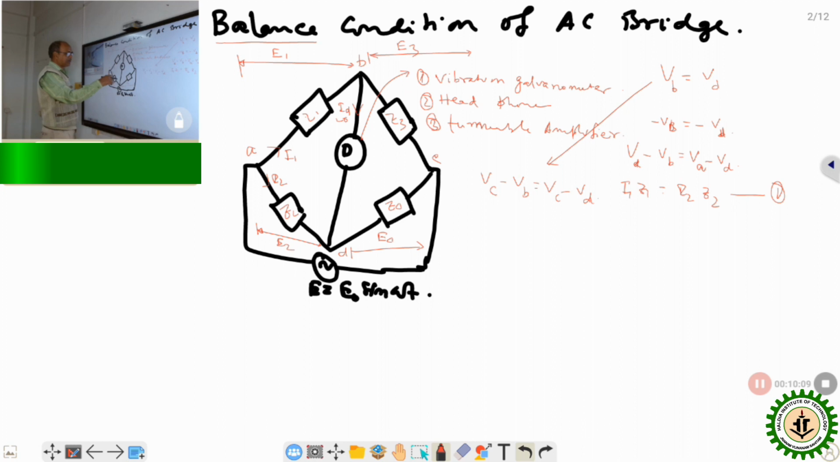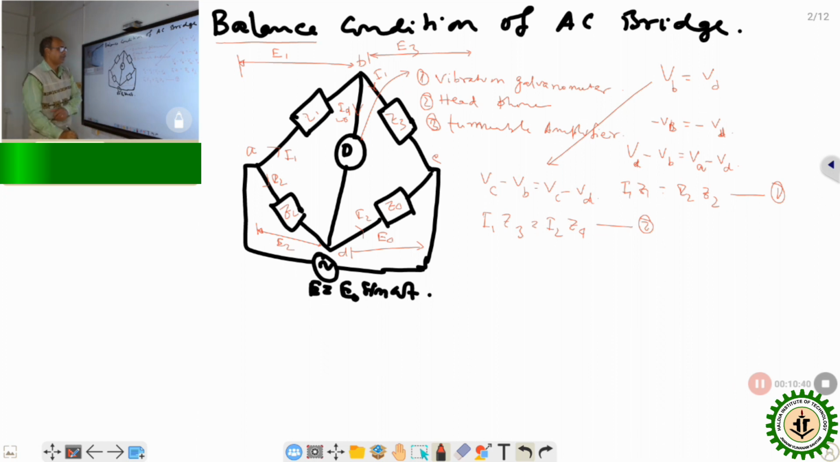Okay, we can take this one. That means the potential across these and these will be the same. That means the same current is flowing through this, I1, and this is also I2. So I1 Z3 equal to I2 Z4. This is equation 2.